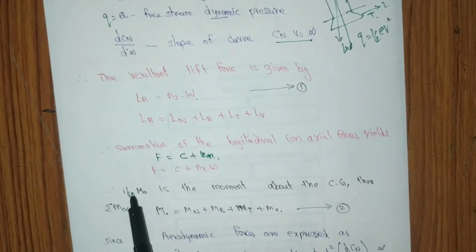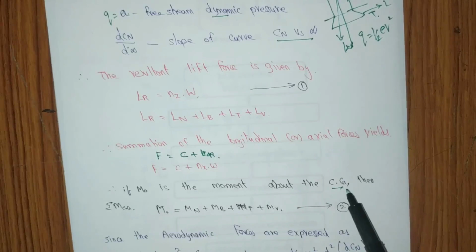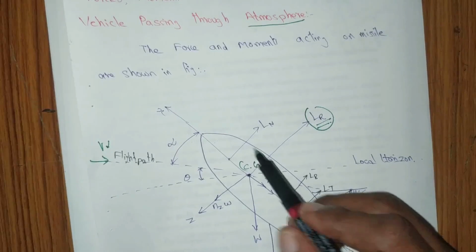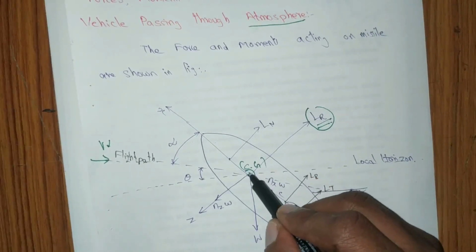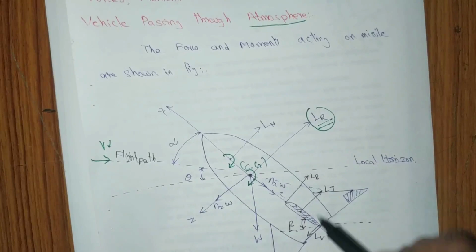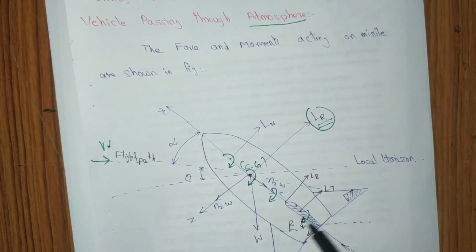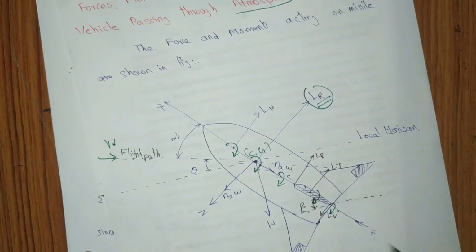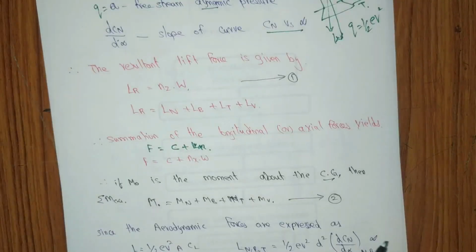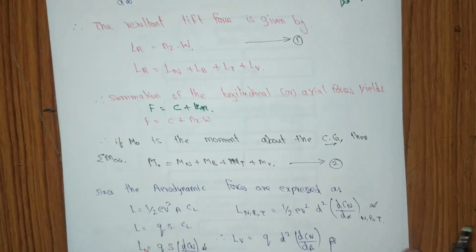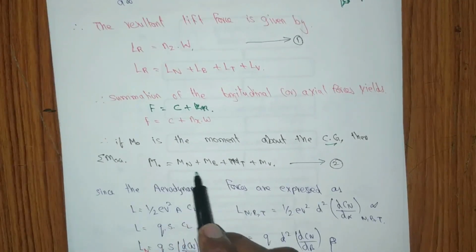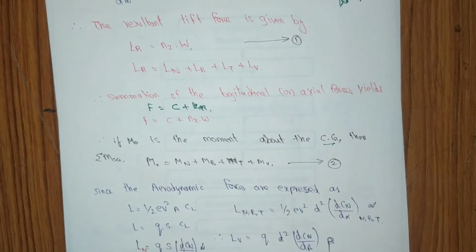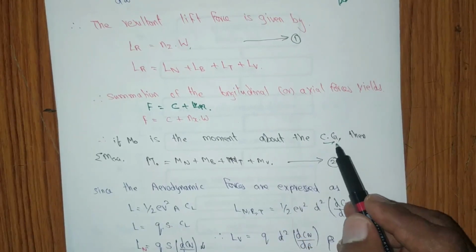Now we have to calculate M0, the moment about the CG. So now we are taking the moment about the CG point. So we have the nose moment, body moment, tail moment and the thrust moment. So we have to calculate the resultant moment. Similarly for the lift force. So M0 equals Mn, the nose moment, plus the body moment, tail moment and the thrust vector moment. So these are the moments acting with respect to the CG.